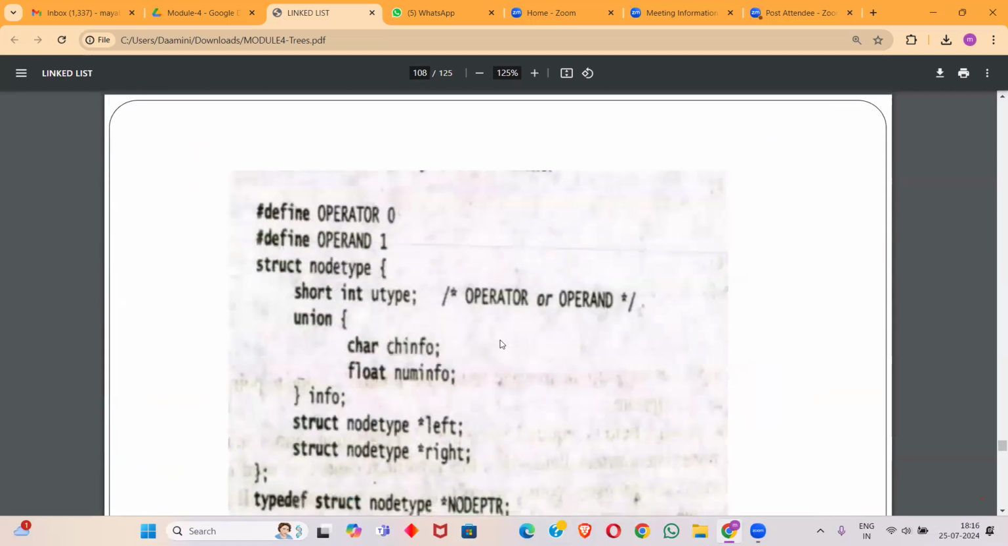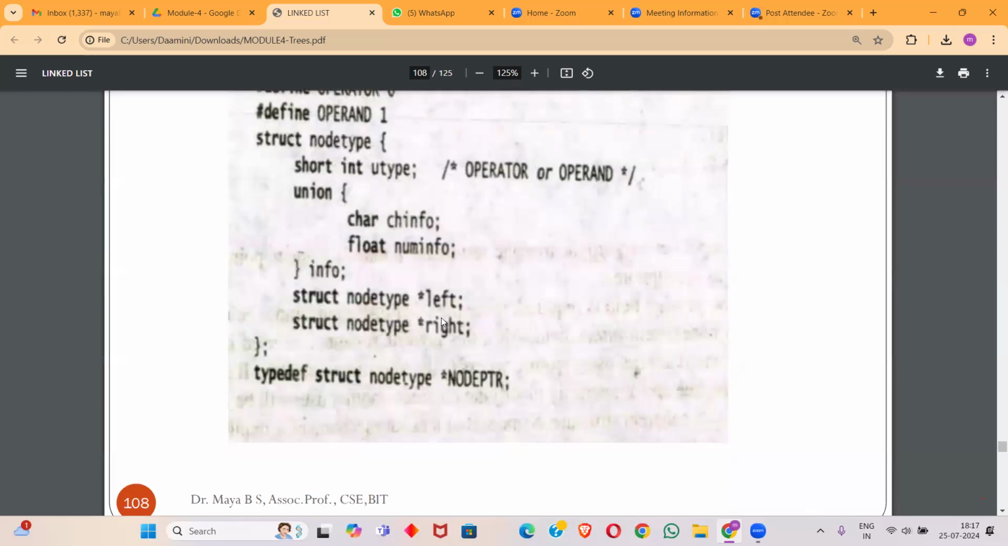See, what does a heterogeneous binary tree contain? A heterogeneous binary tree can be represented using the concept that an operator is defined as 0 and an operand is defined as 1. Then we have a union containing the character information. The character can be plus, minus, star, and the number information can be integer or floating. So it contains both the left pointer as well as the right pointer.